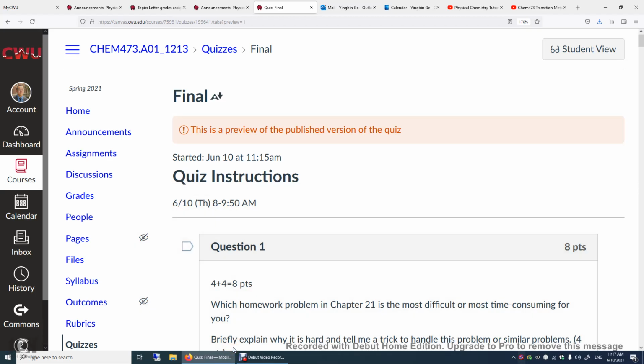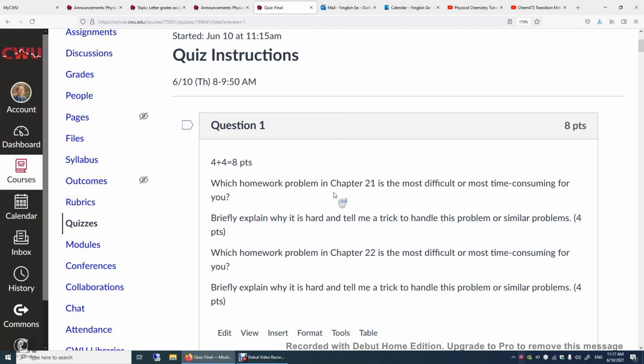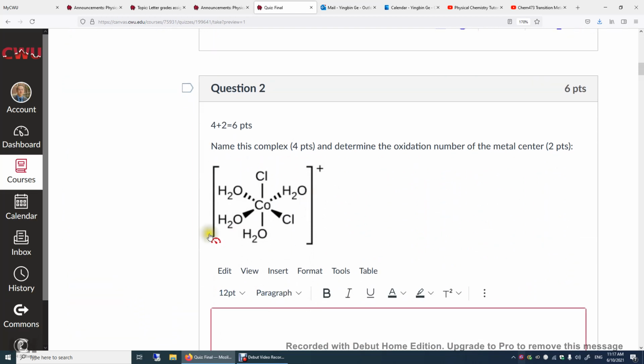In this video, I will go over the questions in the final exam of Chemistry 473 in spring quarter 2021. I will skip question 1. Now question 2. Name this transition metal complex.